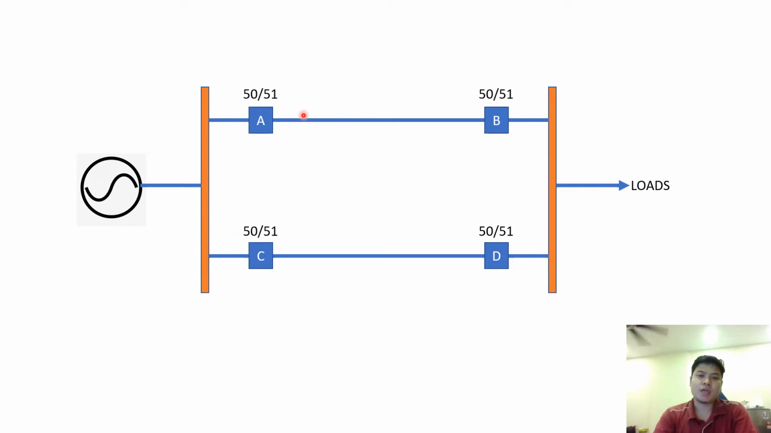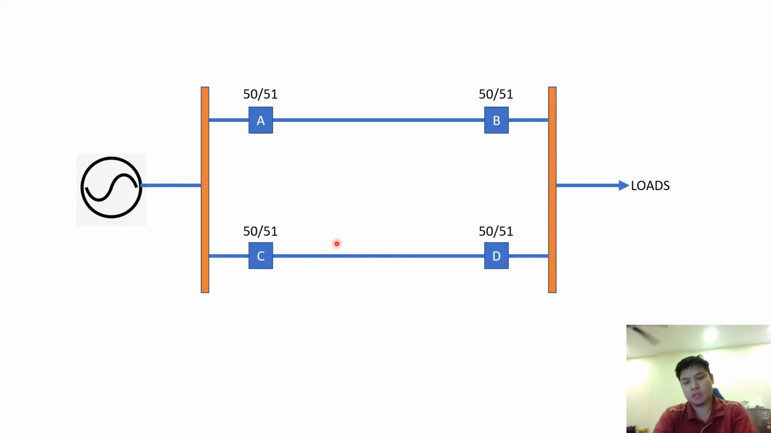As you can see here, we have protection relays at points A and B from one end to another end, and another parallel transmission line at points C and D. We are using typical normal overcurrent protection, 50 or 51 as indicated here, which is basically instantaneous overcurrent protection or time delay overcurrent protection. So this is a common protection.